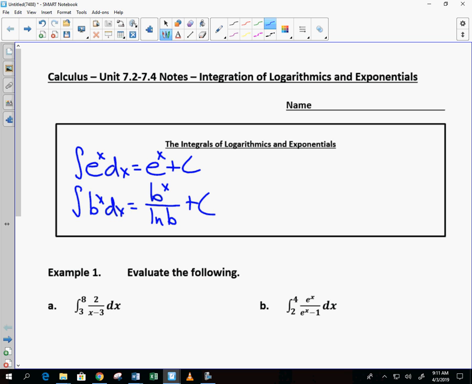Anybody know what the derivative of natural log of x is? 1 over x. So therefore we say that the integral of 1 over x dx is equal to the natural logarithm of x plus c. And those will be the basic ones that we look at. There's a couple more we can add, but I don't think that they actually come up on the AP test, so we'll leave them for a later time within this unit.